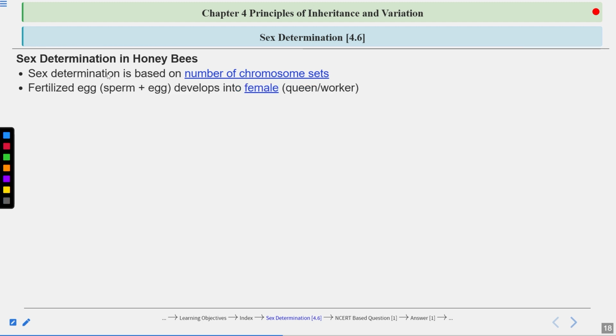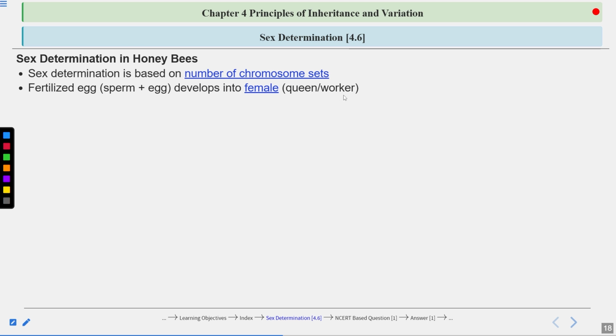So here, what happens in honeybees: the fertilized egg develops into females. So females, which are the queens and the workers. Queens and workers, they are the females. So how do the females develop? Females develop from a fertilized egg, meaning they develop after fertilization. So females will be diploid. They have two sets of chromosomes. Clear?